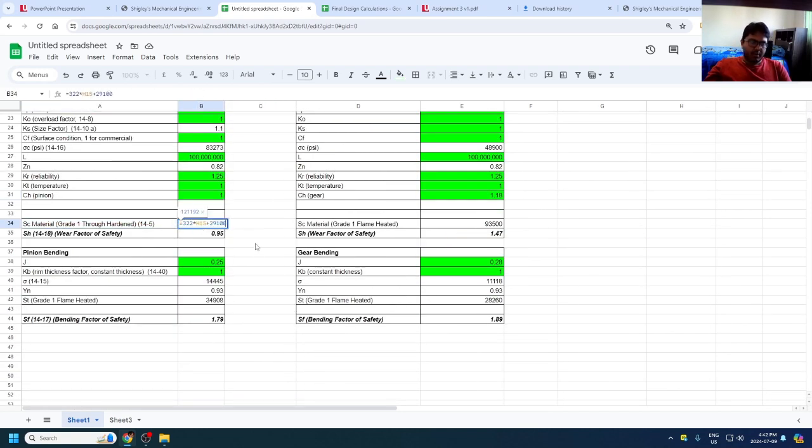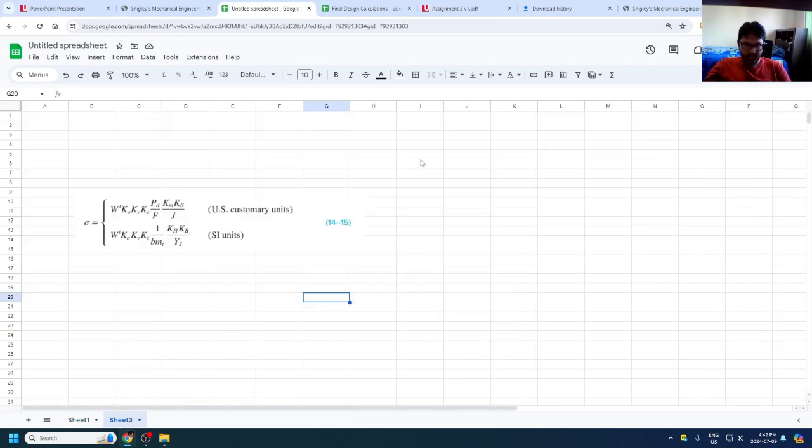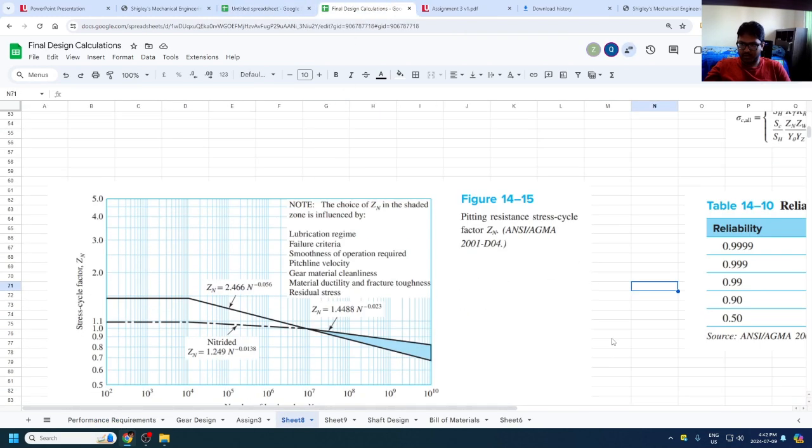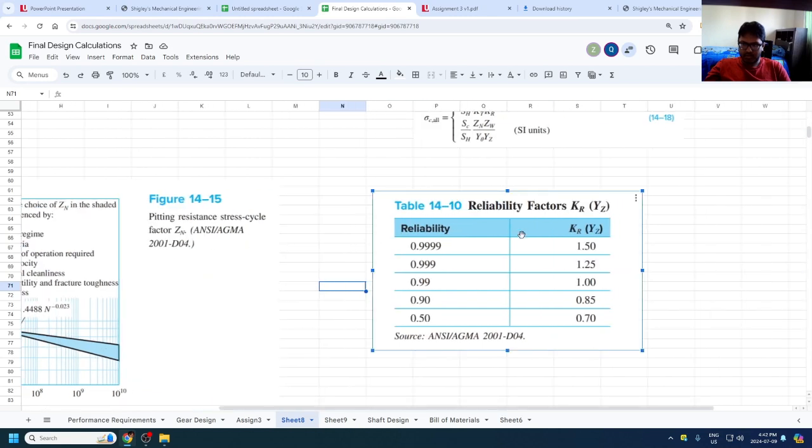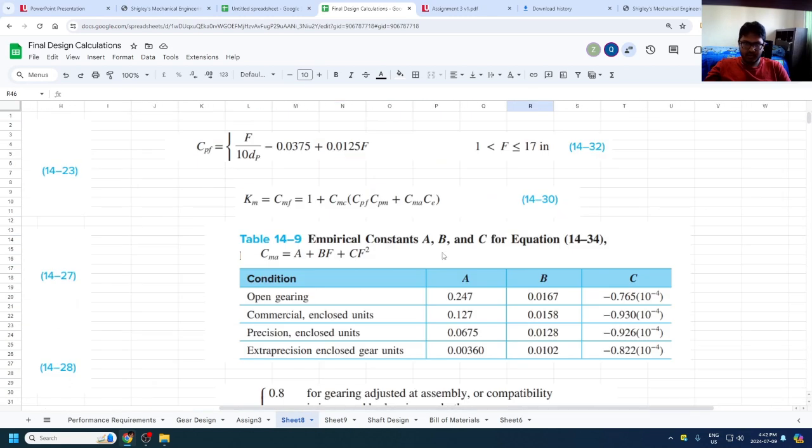Finally, we can get our gear. There is a value from table 14-5, but it's actually from figure 14-2, so let's see if I can find that. Here's a reliability table as well. So yeah, 1.25.